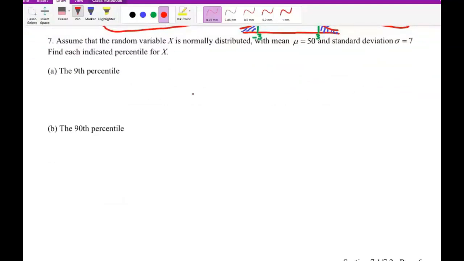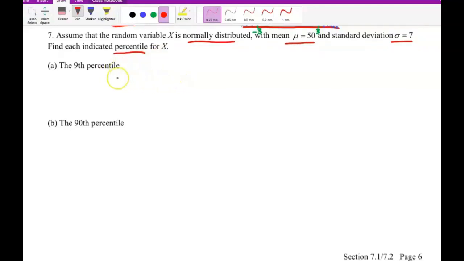Okay, number 7. So we're assuming that the random variable x is normally distributed with mean equal to 50 and standard deviation 7. We need to find the percentile for x. Okay, so part A is the 9th percentile. What that means, here area is equal to 9%.